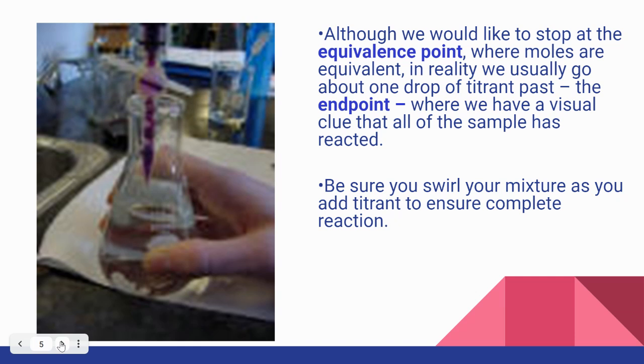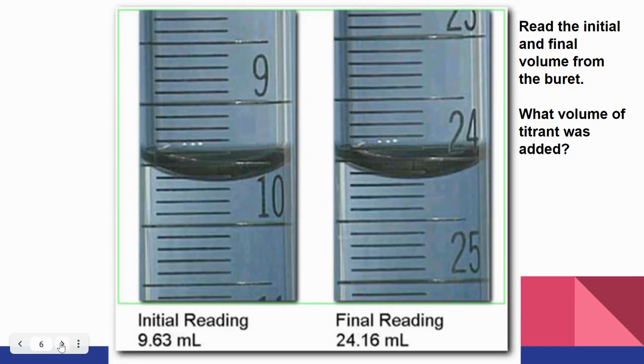Ideally, we would stop at the equivalence point where the moles of, for example, hydrogen ion and hydroxide ion are equal, or in a redox titration, moles of what's being oxidized and what's being reduced are equal. But usually we have to go drop past before we form the endpoint, and that's where the indicator changes color, and we know that all of our sample has reacted. So one thing you want to be sure to do technique-wise is to make sure you're swirling your mixture as you add your titrant so that it can completely react as it gets added.